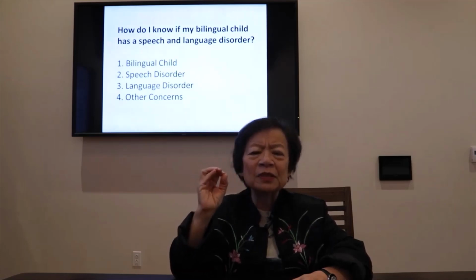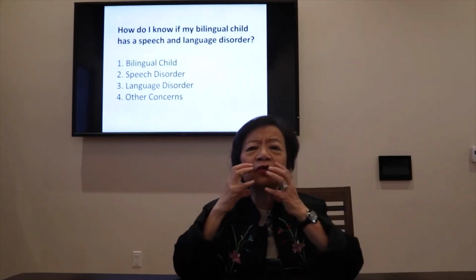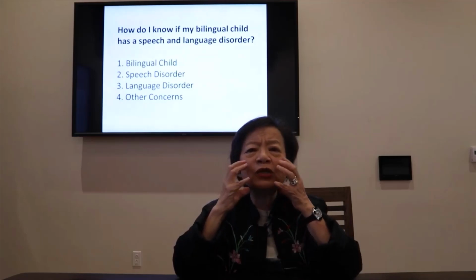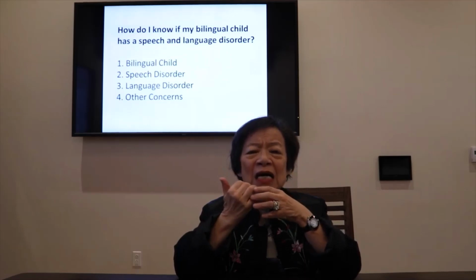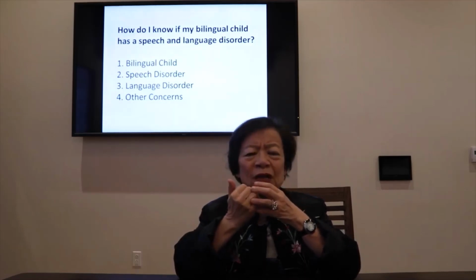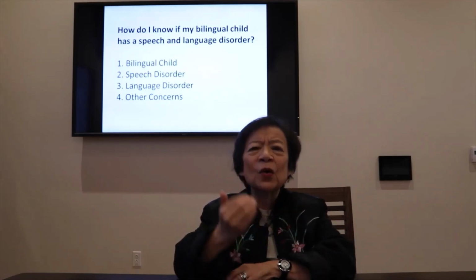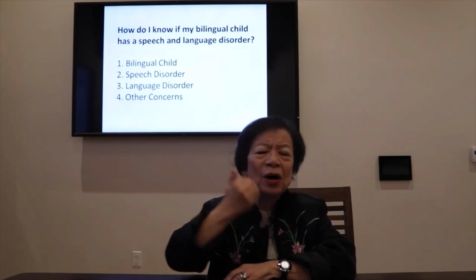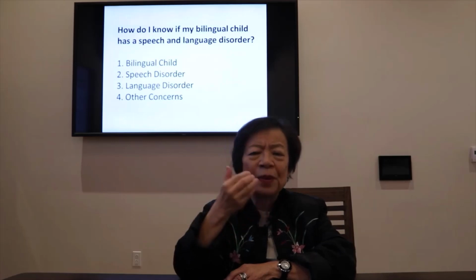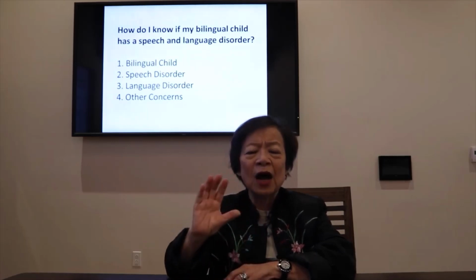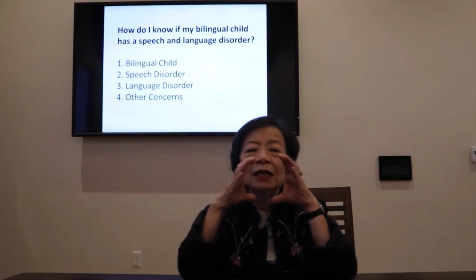Organic types of problems would be in terms of the structure of the speech mechanism. They could be lips, they could be the tongue, they could be dental issues, they could be the cleft palate, or anything in the oral mechanism. There also could be some issues with the nasal passages.